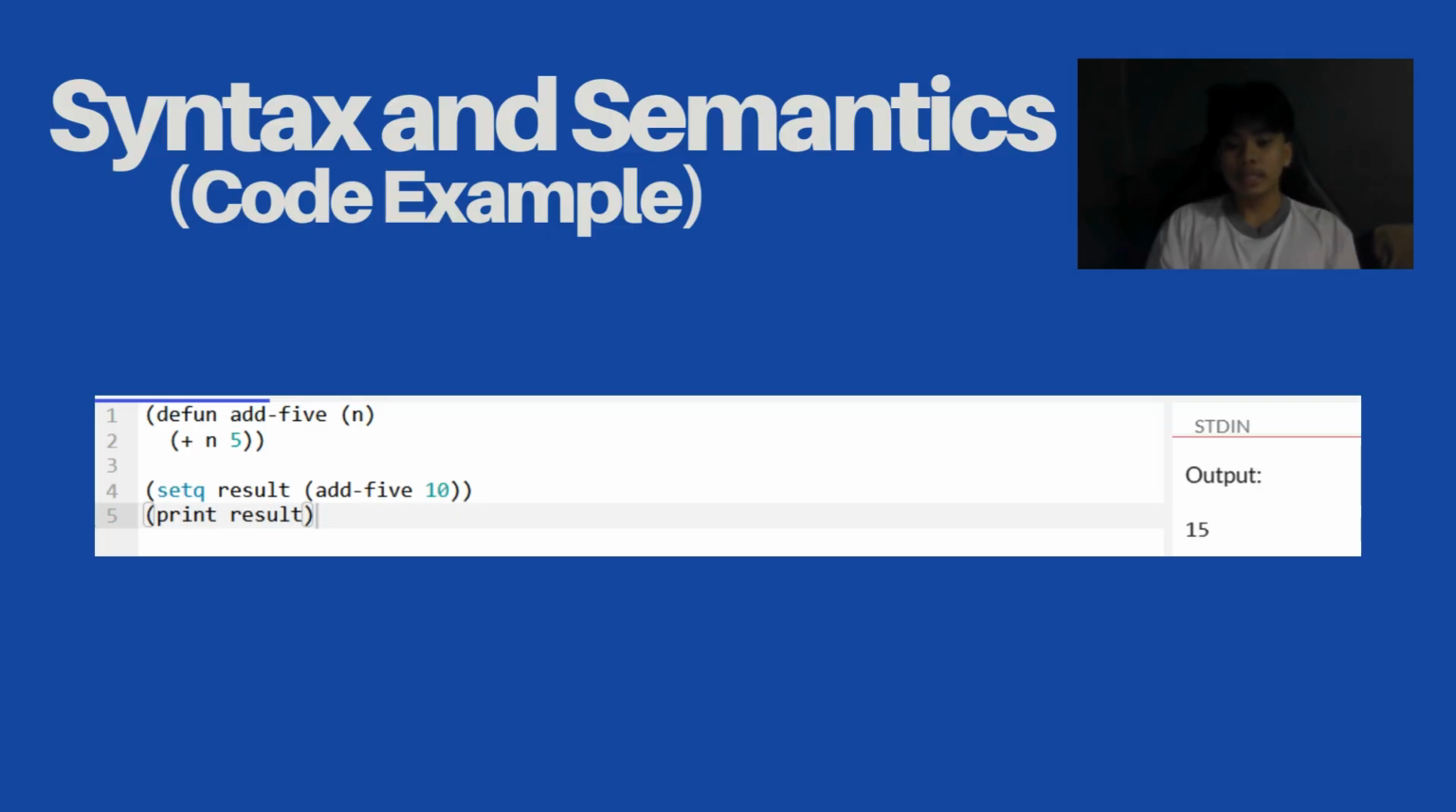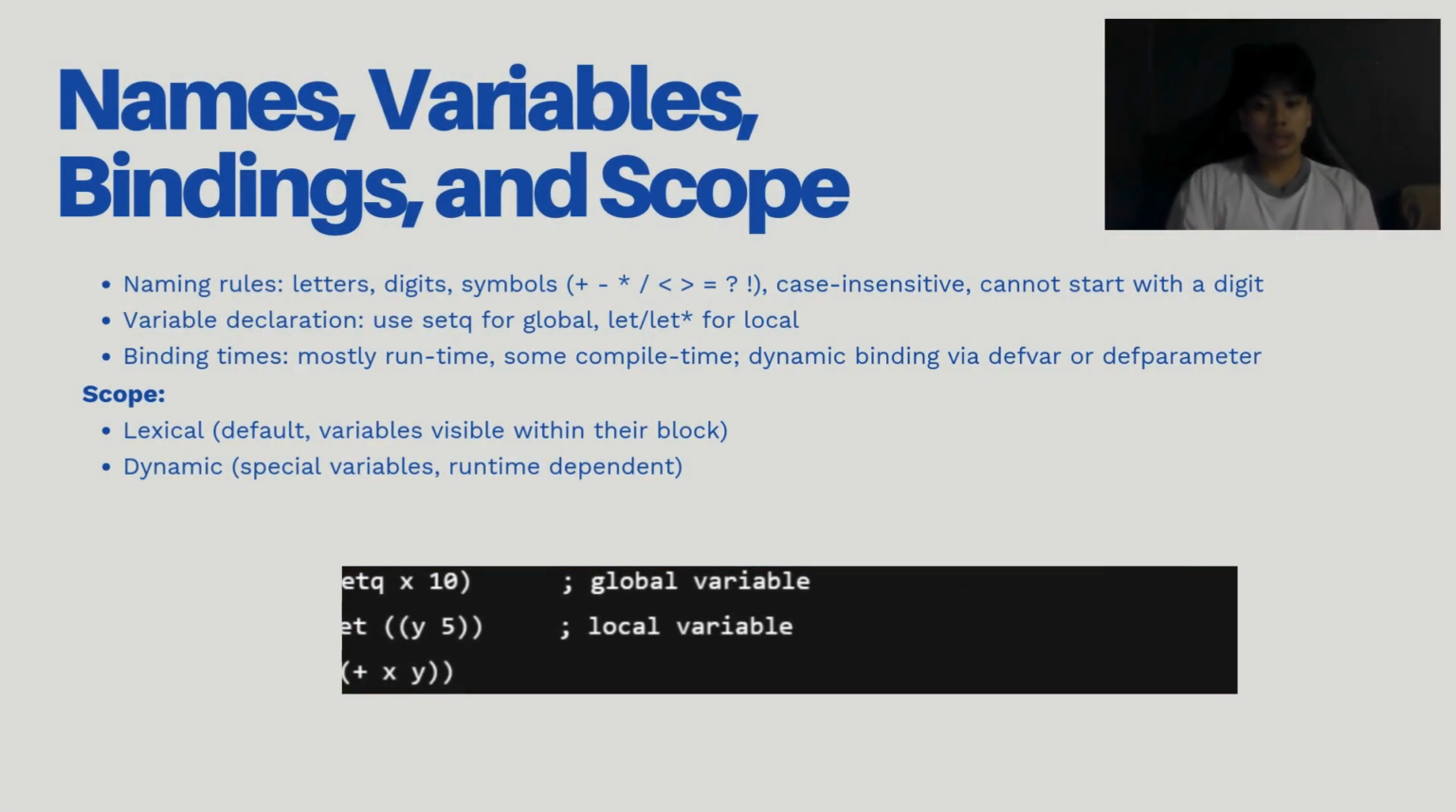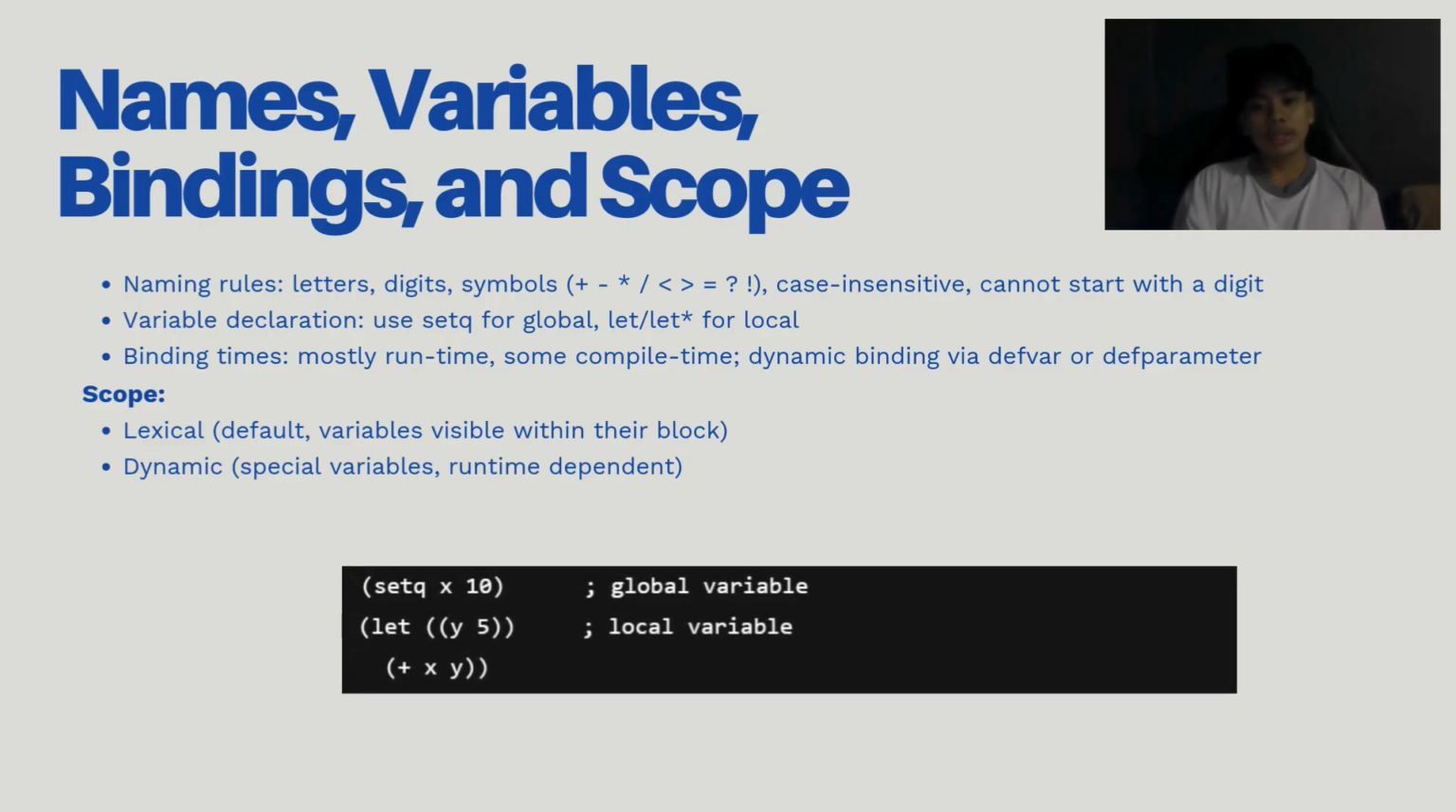Now that we understand syntax and semantics, we can move on to how Lisp handles variables, data types, and scope. Now let's discuss names, variables, bindings, and scope in Lisp. Names can include letters, digits, and symbols like plus or question mark, but cannot start with a digit and are case sensitive. Variables are usually created with setq for global use or let and let* for local blocks. Binding happens mostly at runtime, although function and macro definitions are bound at compile time.